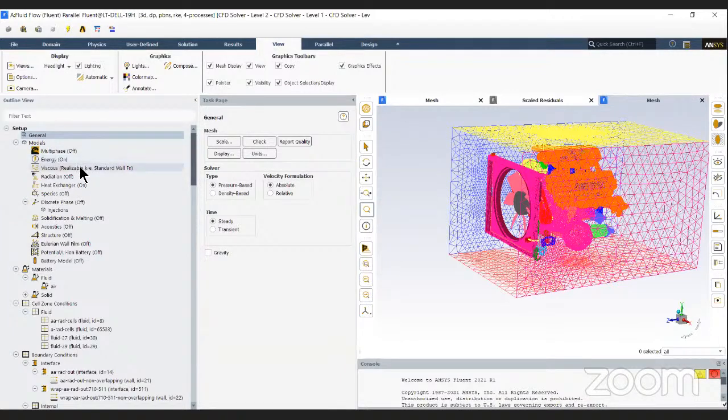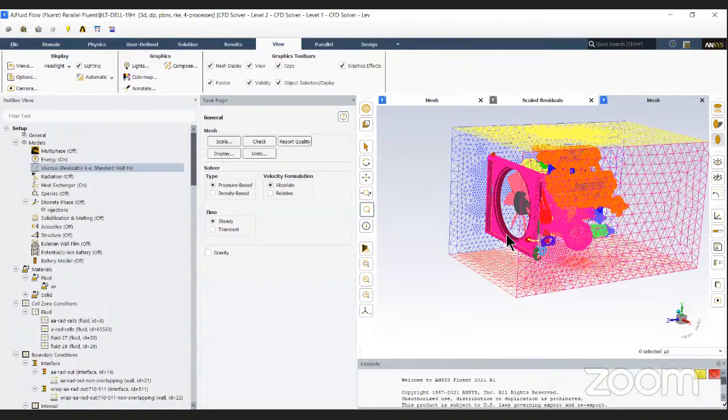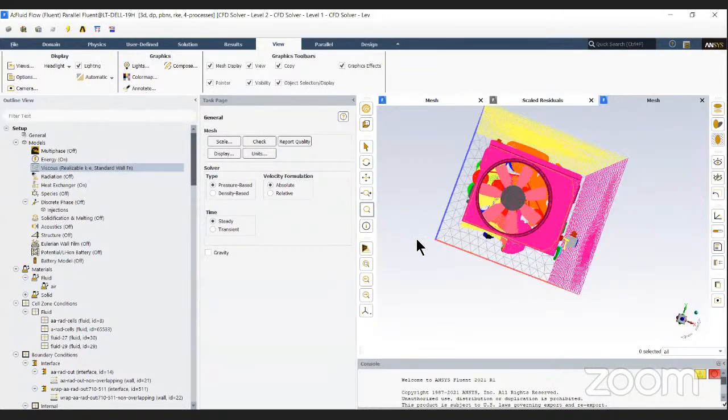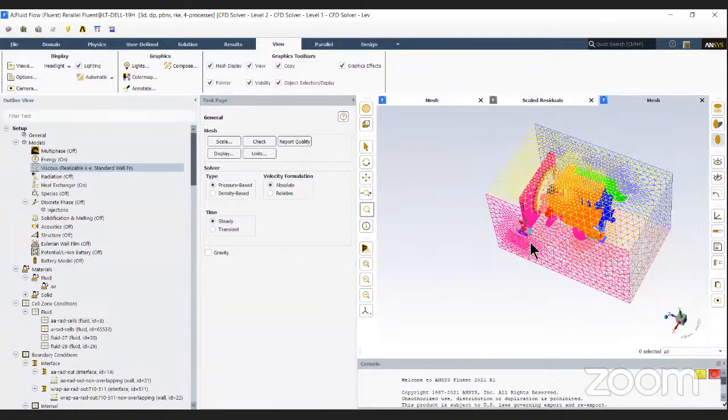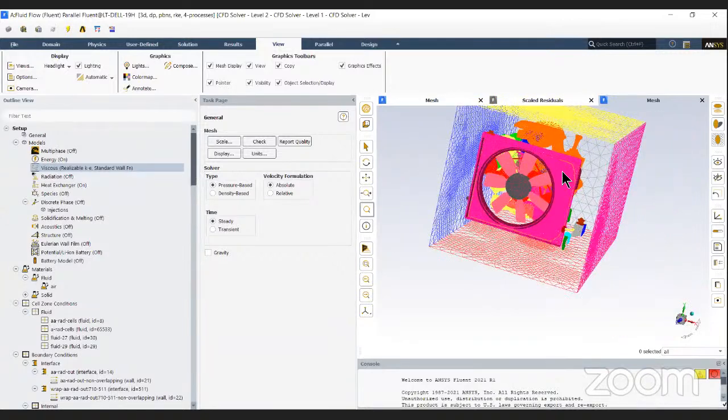Energy equation is on. And for turbulence, you can use a realizable k-epsilon model. That works well for external flows like this. You will also notice that the mesh that I'm using is mostly tetrahedral, except for in the radiator zone. Why? Because when we are modeling the radiator, we are going to be using the porous media formulation, and it is recommended that for any sort of porous media formulation, you use hexahedral cells.